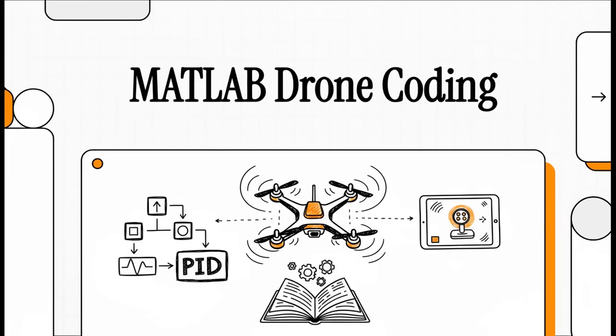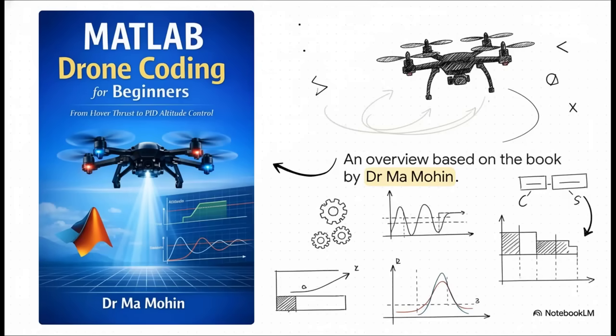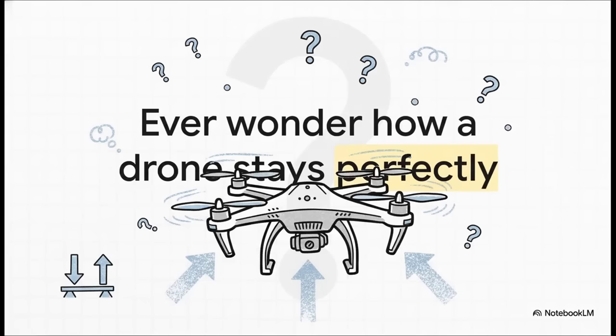from the absolute basics. So the book we're using as our guide is MATLAB Drone Coding for Beginners by Dr. Mohin. And it's awesome because it's made for people who want to get the how and the why without being buried in super heavy math from page one. It's all about taking a practical, step-by-step approach, building up your knowledge one idea at a time. So yeah, let's just start right there with that big question.